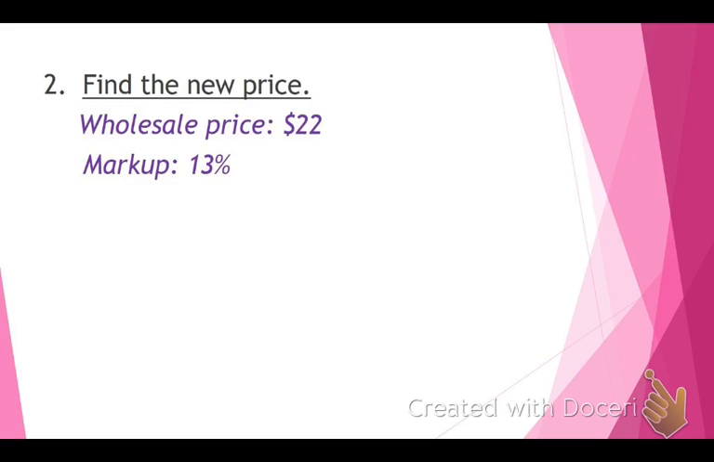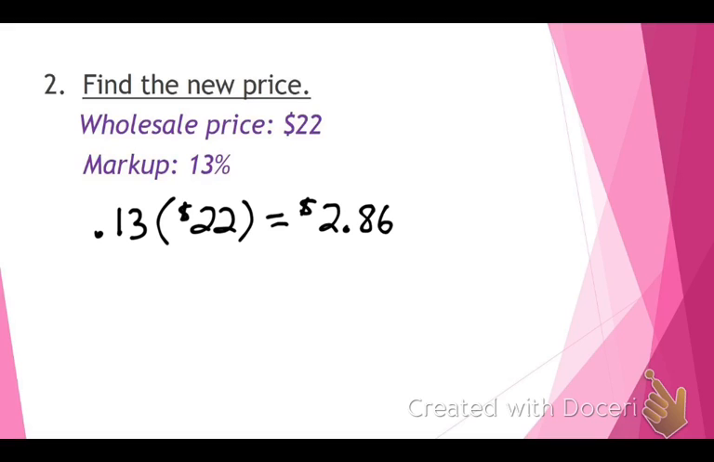Once again, P times of equals is. So what do I have to do to my percent? Change it to a decimal, 0.13, and multiply by the total, which is? $22. Addison, what do you get for the answer? Okay, $2.86. Now, as you know, we were finding it for a markup. So Ashley, what should I do to find my answer for the new price?